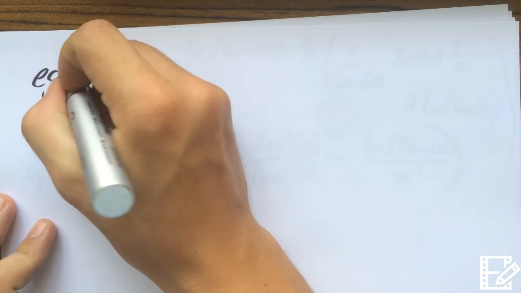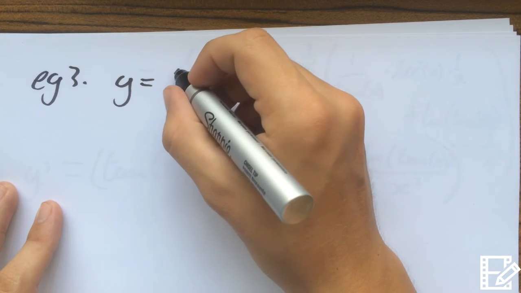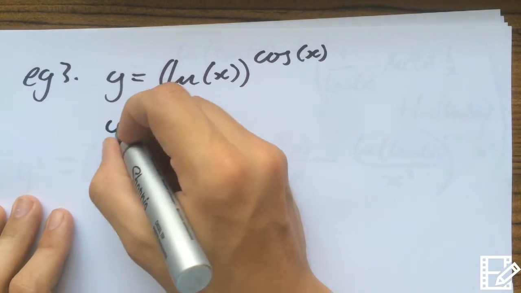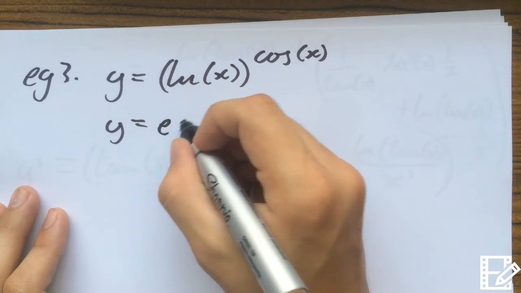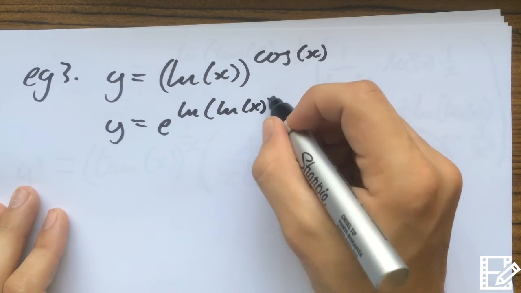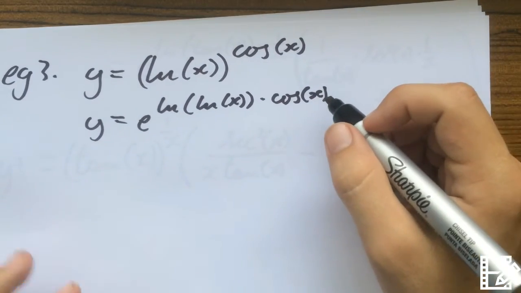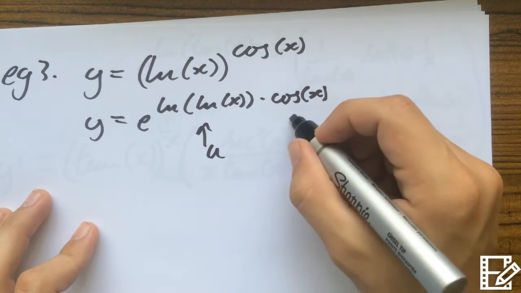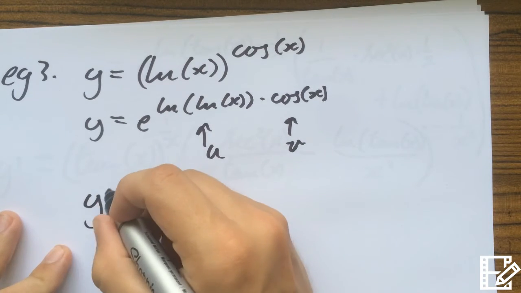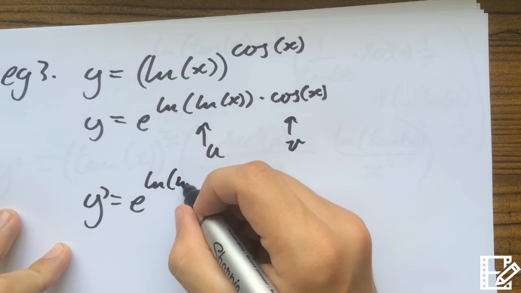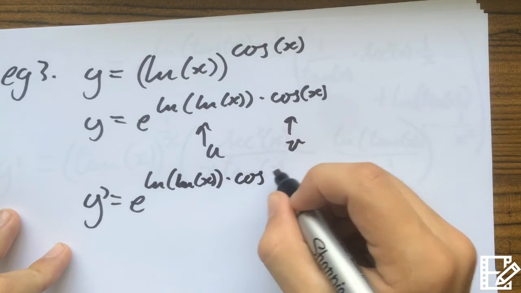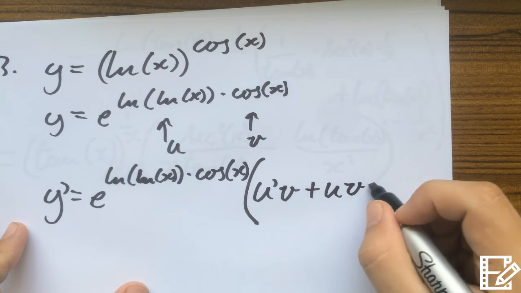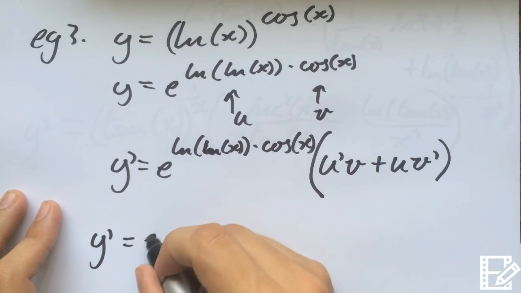So here we have my third example. y equals ln of x to the power of cosine of x. We're going to raise this to the power again by having e to the power of ln of x multiplied by cos x, and we're going to do the product rule. So we're going to call this side u and this side v. So when we do the derivative, this will still equal e to the power of ln of x multiplied by cos x, but then we're going to find the u dash v plus u v dash. Okay, so that will look like this.